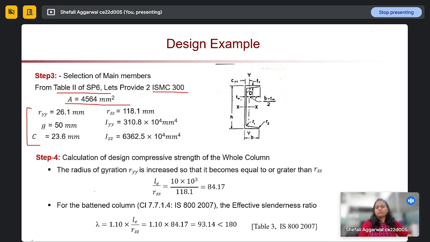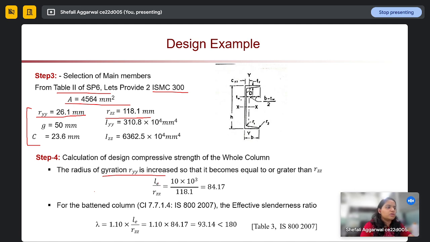So next, we have chosen our C section for the column, so we will design our column first. How are we designing our column? We will design for the compressive strength of the complete column. The radius of gyration is given to us; we have assumed it to be 26.1 mm from the channel we have chosen. And it can be increased so that it becomes equal to or greater than r_zz, the radius of gyration in the Z direction.